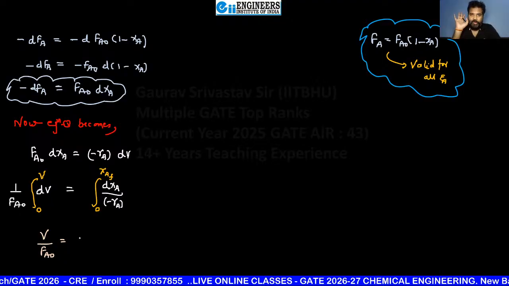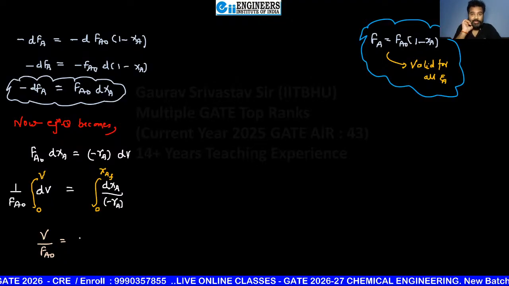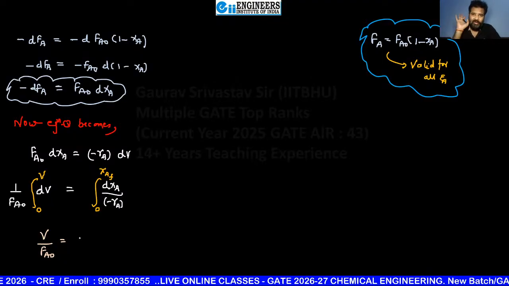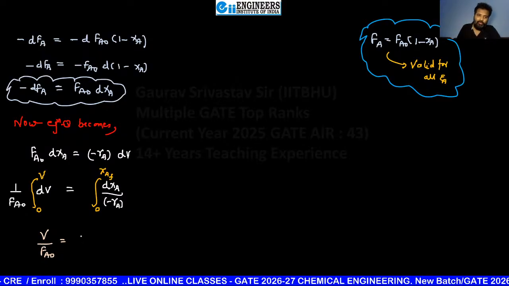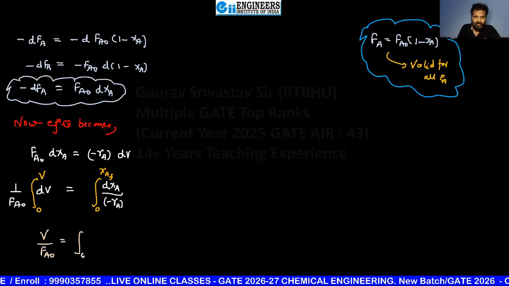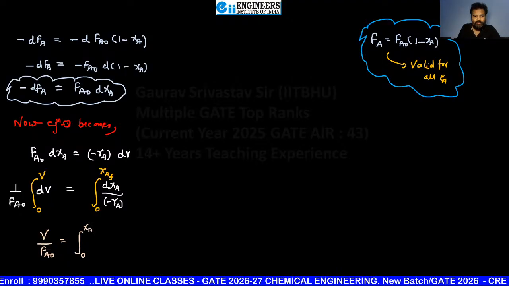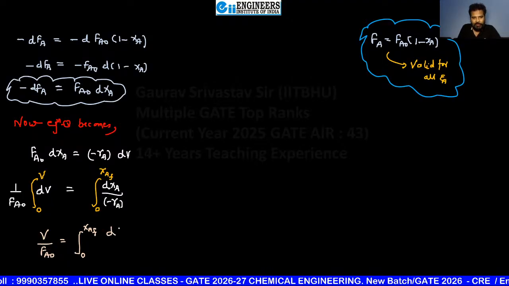There are infinite possibilities for the RA expression: first order, zero order, any fractional order. So RA is a function of XA. Overall, that means we can't write a single universal expression for RA here. So you have to write the expression in terms of RA.